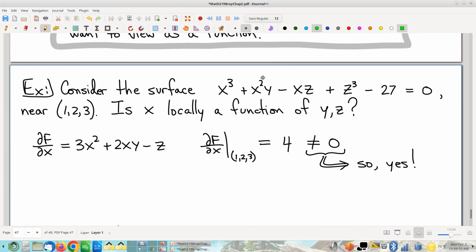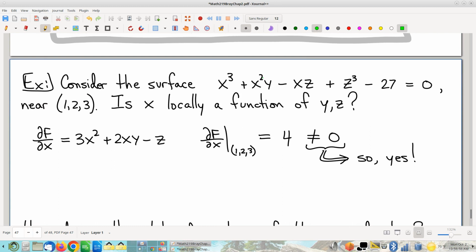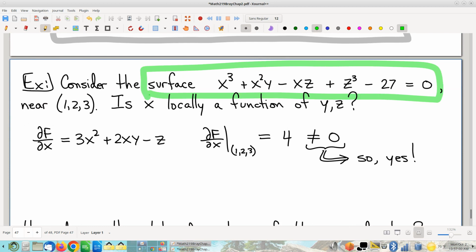All right, so here's an example. We've got a surface given to us, some wacky surface. And by the way, I emphasize, I really don't know what this surface looks like. Don't try to draw this surface. It's weird. It's cubic in more than one way, and it's not written as a graph. Oh my gosh, this is super weird, right? Okay, so let's ask the question: is x locally a function of y and z?